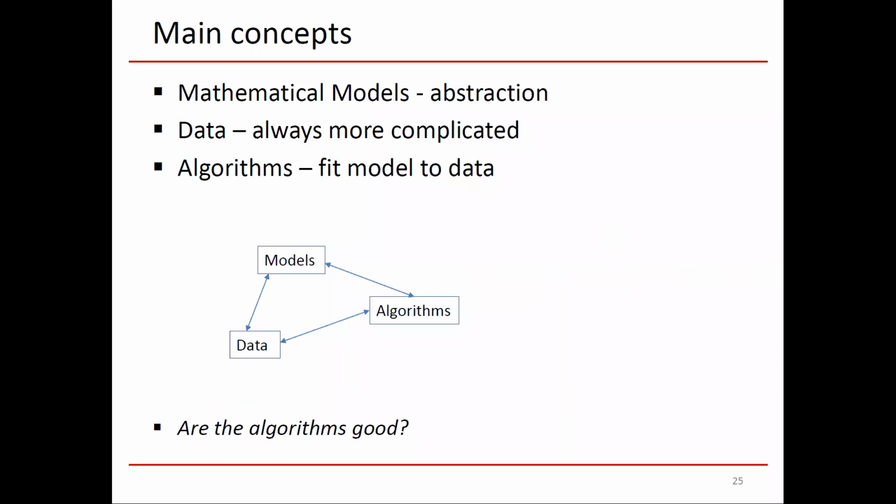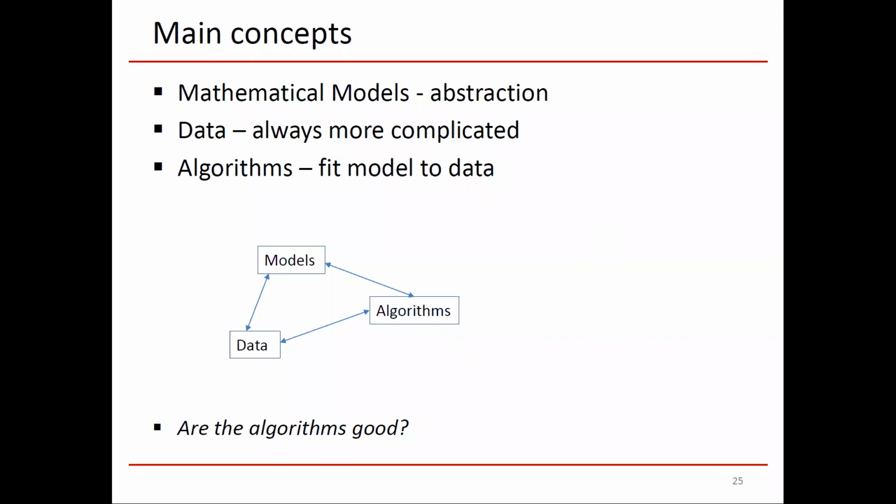We have three different concepts here. Models are mathematical abstractions for how we can interpret data. And data is in the real world, and it seldom, unless it's perhaps man-made data, but a lot of data is not man-made. So in many cases, the data that is being modeled is more complicated than any of our models. And we also have algorithms that fit a model to the data.